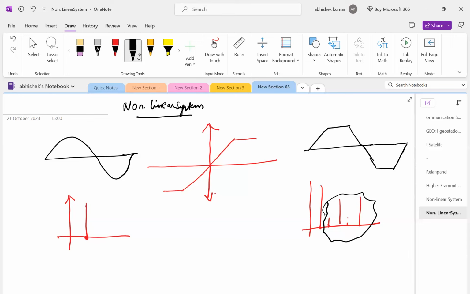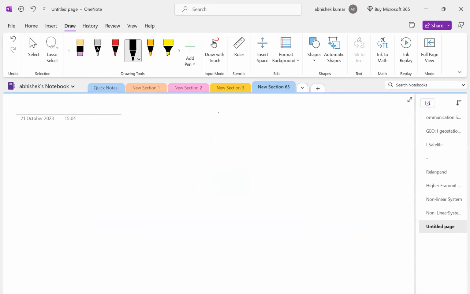Okay. So good. Okay, this is also a type of non-linear system.